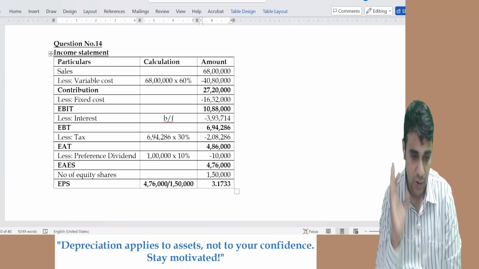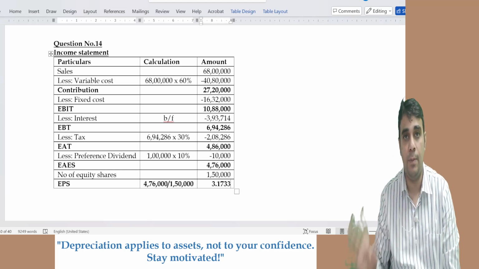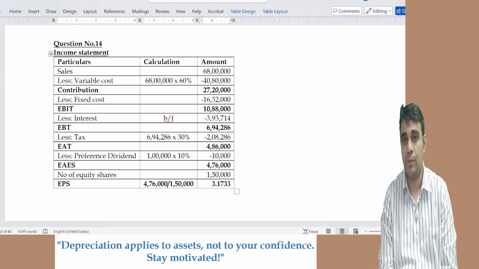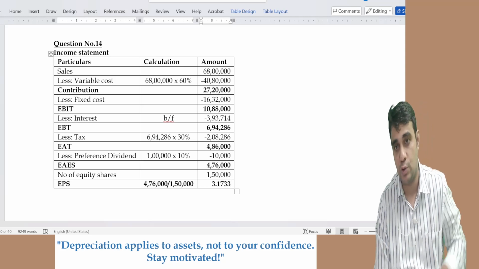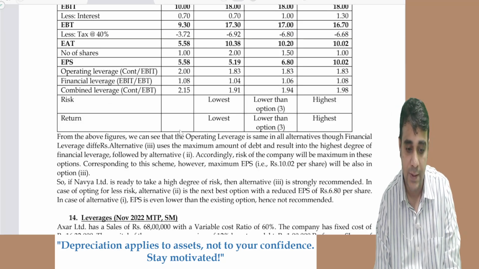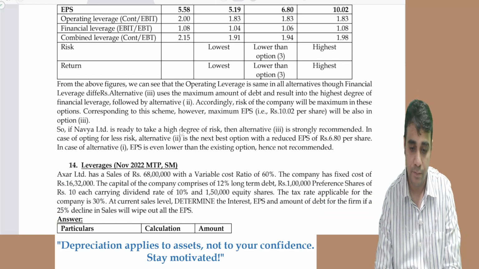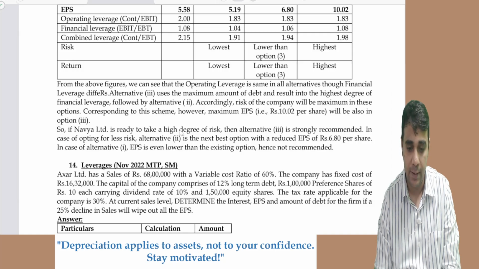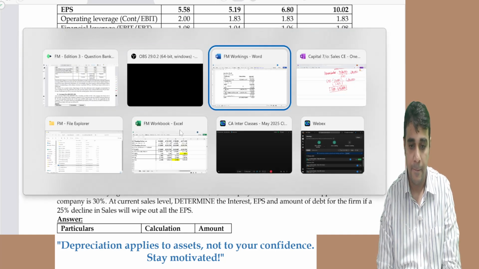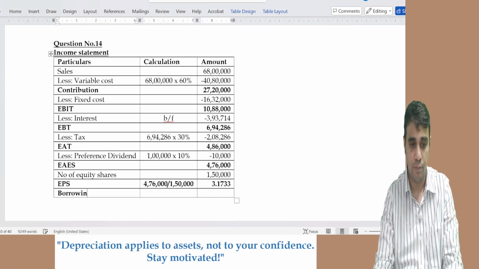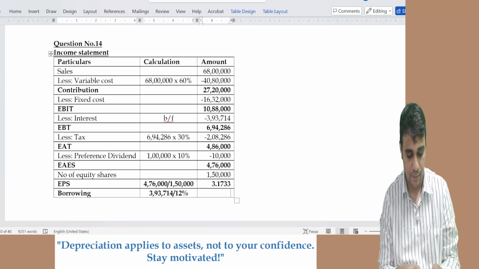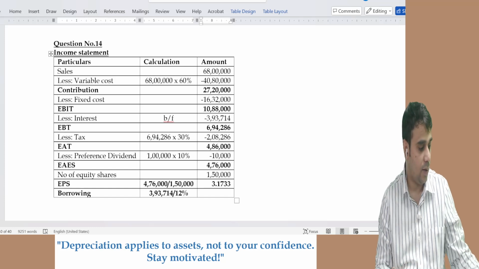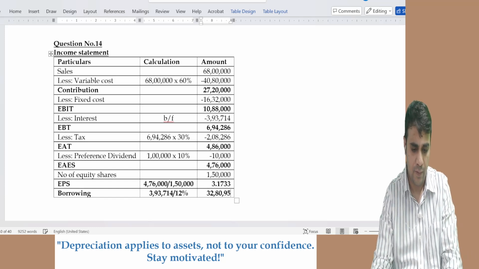The question wanted interest, which is also done. Debt is interest divided by 12%, because borrowing into 12% is the interest figure. The question said 12% long term debt. So our borrowing is equal to 393714 divided by 12%. That is 32 lakh. Getting an odd number, but okay.